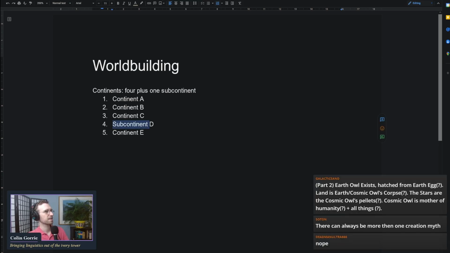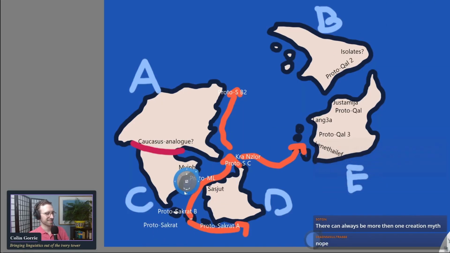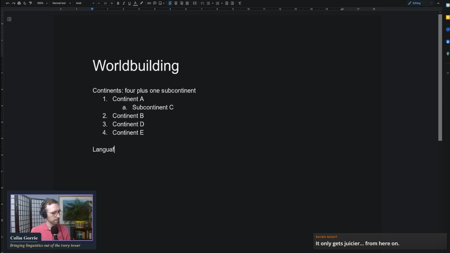And subcontinent D, as you can see from the map, oh, I got it wrong. C is the subcontinent. C is the subcontinent of A. Okay, bad Colin. So subcontinent C, continent D. Great. So that's what we're looking at. We have language families. We so far have 2. We have the Kal family and the Sakrat family.